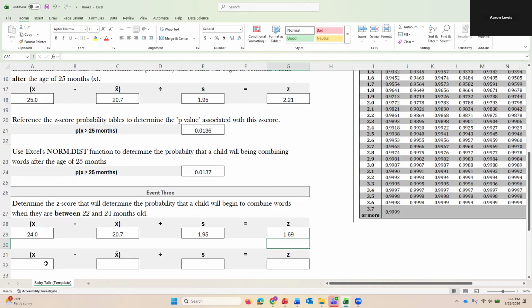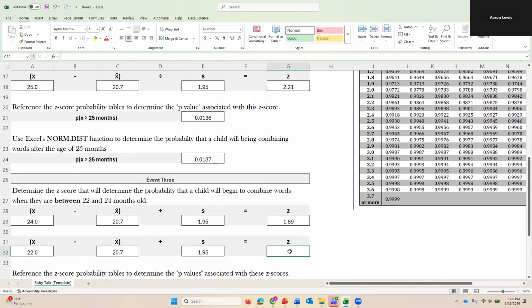The other bound was 22 months. So 22 is our x this time. 20.7 is still our sample average. 1.95 is still our sample standard deviation, and our z is going to equal, in parentheses, 22 minus 20.7, close that parenthesis, divided by 1.95, and it is 0.67.